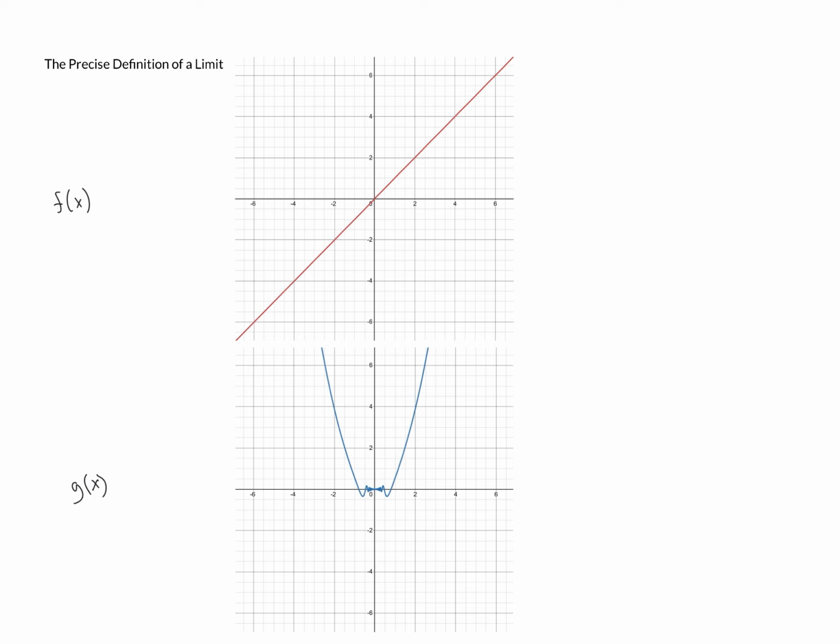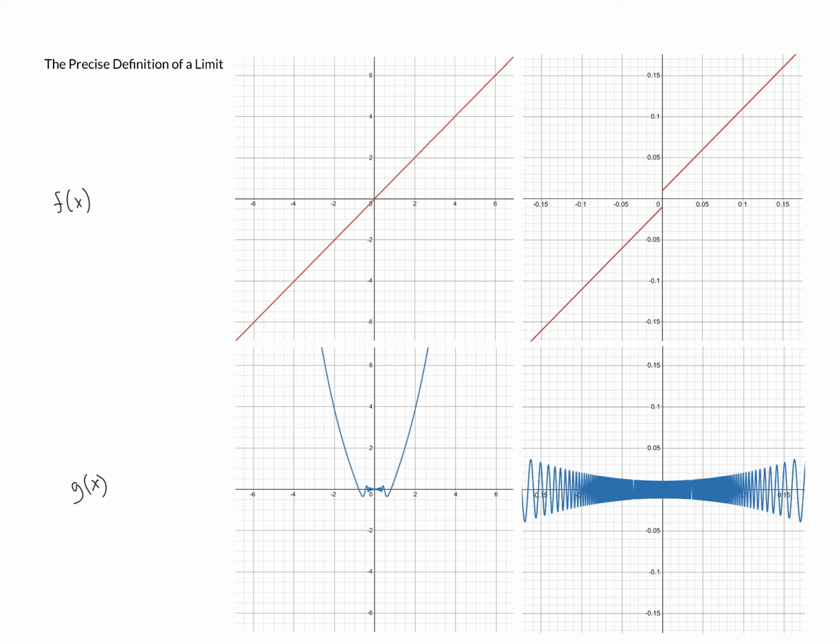But I want to zoom in on both of these graphs and have a closer look. Let me give you both of these graphs now in zoomed in form. All right, so here we have a zoomed in version of f of x, and here we have a zoomed in version of g of x, zoomed in closer and closer to the origin.